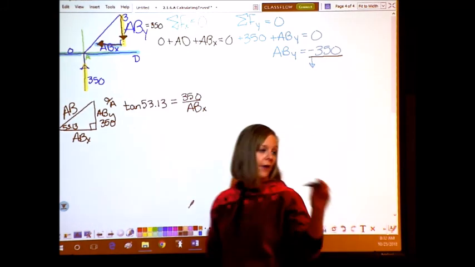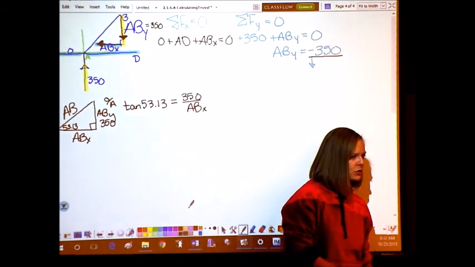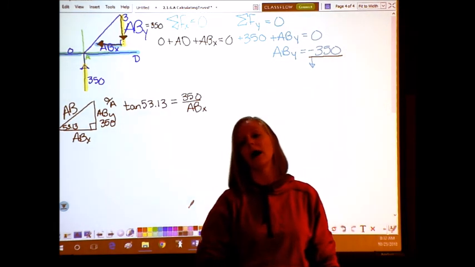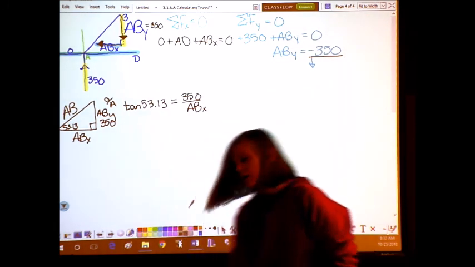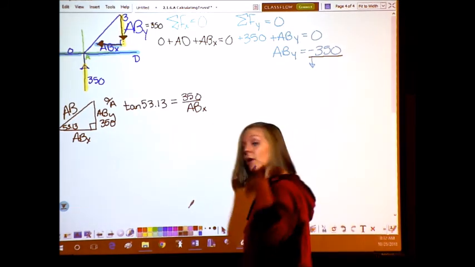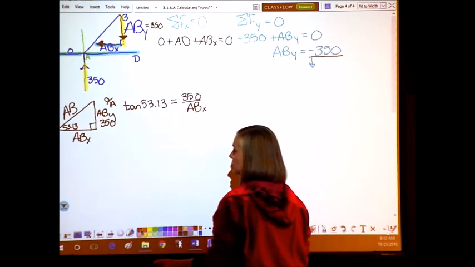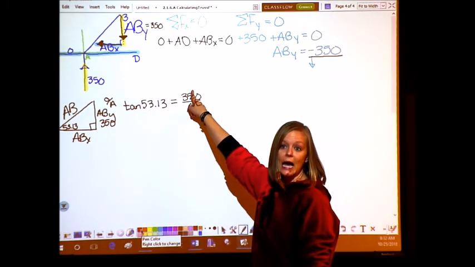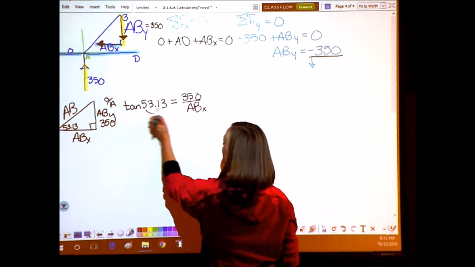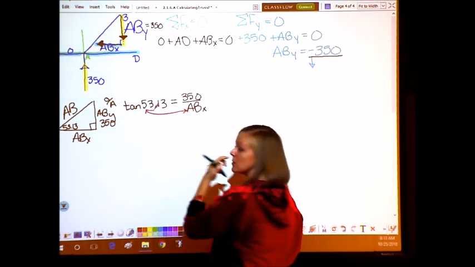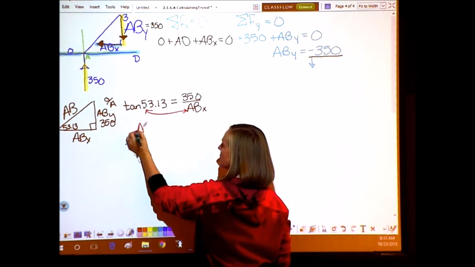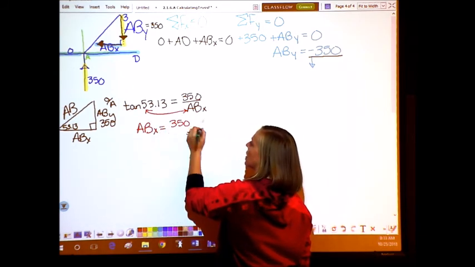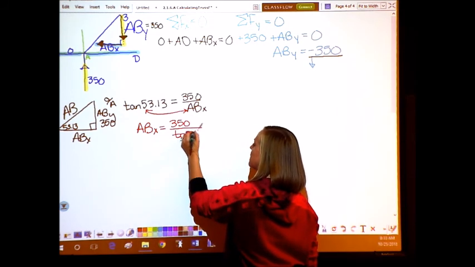Now you two should be fine, you did this all the time in trig. We did this in Algebra 1. If you had me in Algebra 1, here's how we did it. You see how this time the letters are on the bottom and not on the top? We have to switch those two. So we get ABX equals 350 over tan of 53.13.